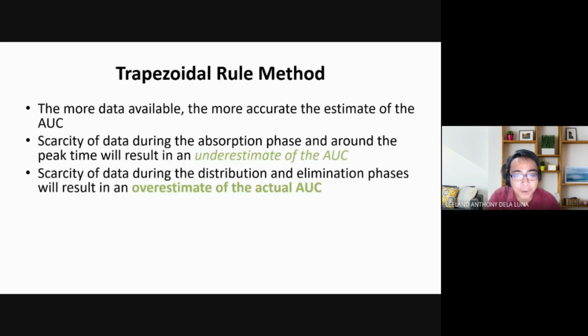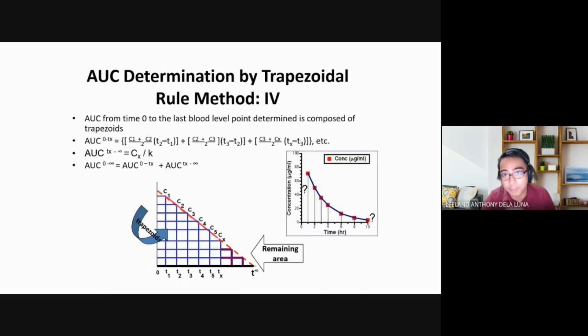Now, for the trapezoidal rule method, the more data available, the more accurate the estimate will be. Scarcity of data during the absorption phase and around the peak time will result in an underestimated AUC, while scarcity of data during distribution and elimination phase will result in an overestimated AUC. So this is the formula used for trapezoidal rule method. You might be looking at it and saying, hala, ba't parang ang haba naman niyan? Sir, kailangan ko bang i-memorize yan? Pag naiintindihan mo kung saan galing ang equation na to, di ka mahihirapan.